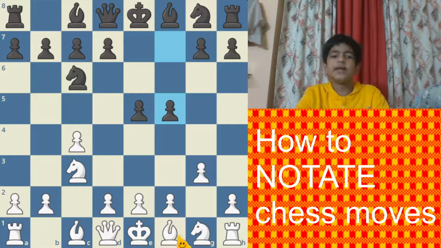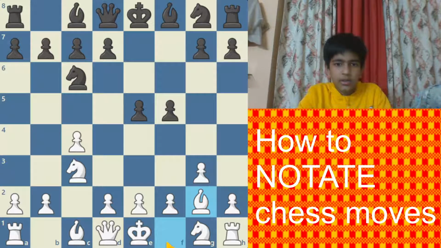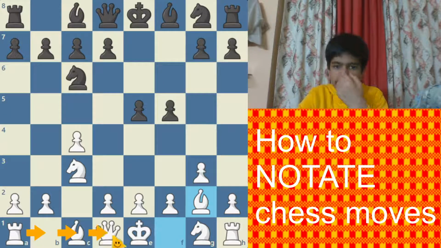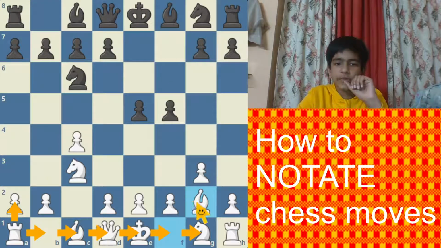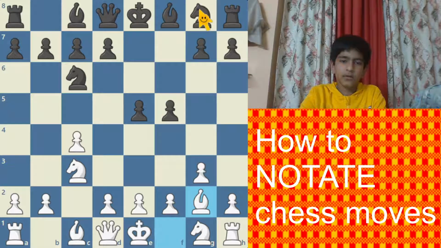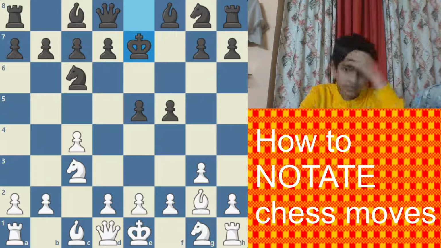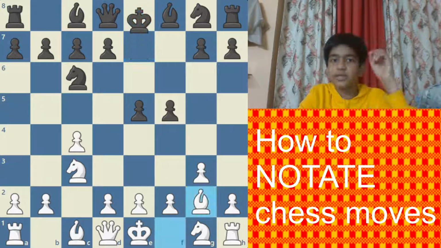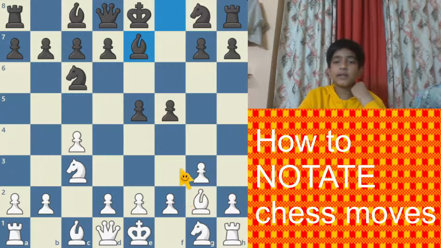Now for a bishop's move, you write a capital B, and then the square which the bishop lands on. So if this bishop went here, it would be capital B, and then it's A, B, C, D, E, F, G, and 1, 2. So it's G2, bishop G2. Now let's say bishop E7.